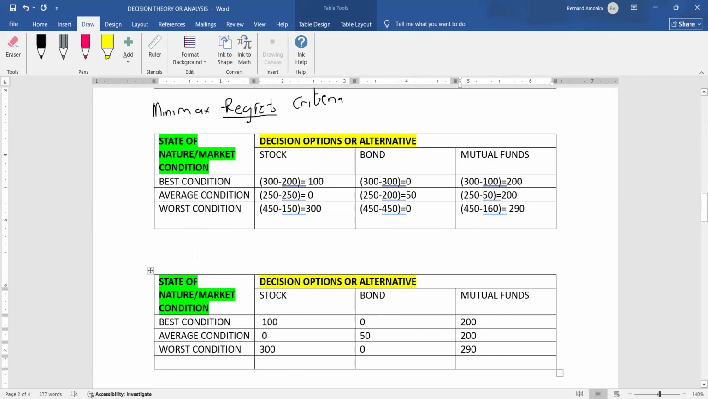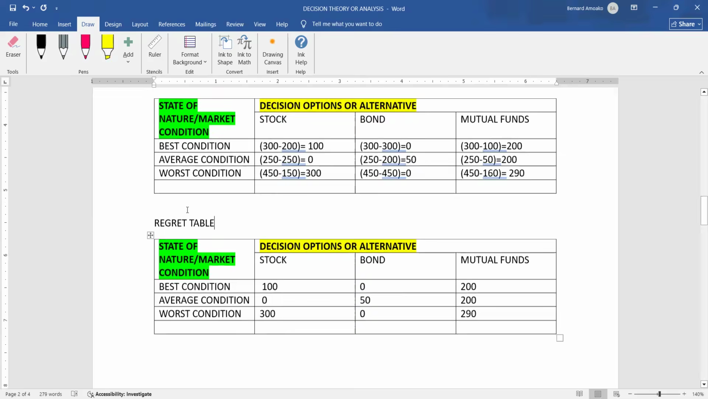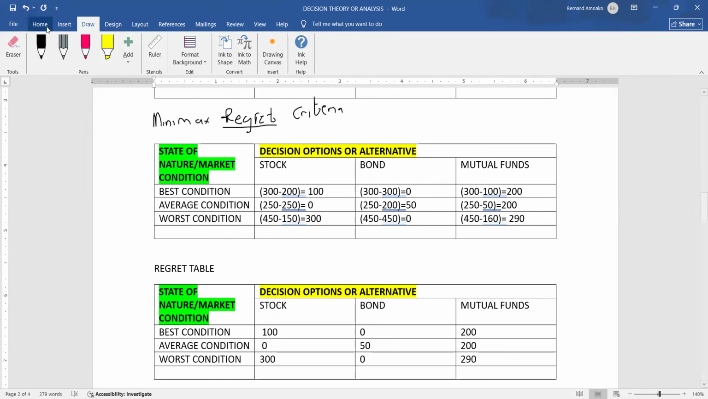Okay, so this becomes what we call the regrets table. From this regrets table, we now have to follow the decision called the minimax. The minimax will still go ahead with the vertical way of doing things. So you jump back again. It says what? Minimax. So which one will come first? Maximum. The maximum will come first, followed by the minimum, on the regret table.